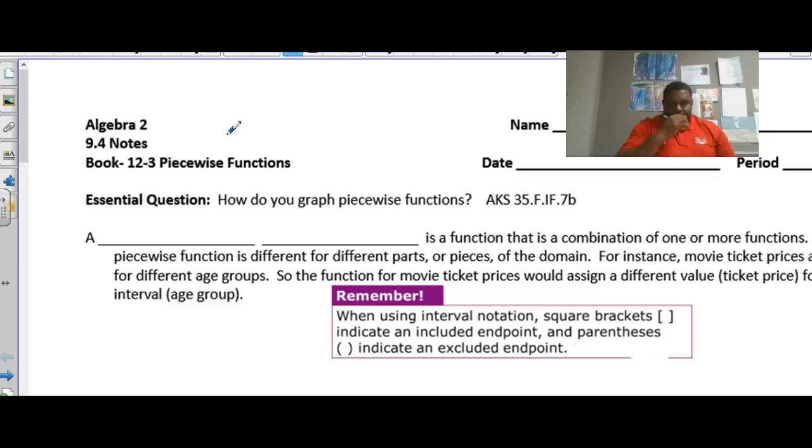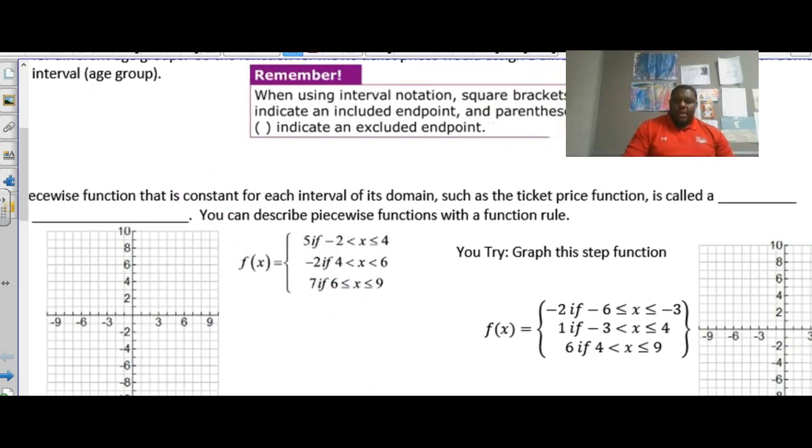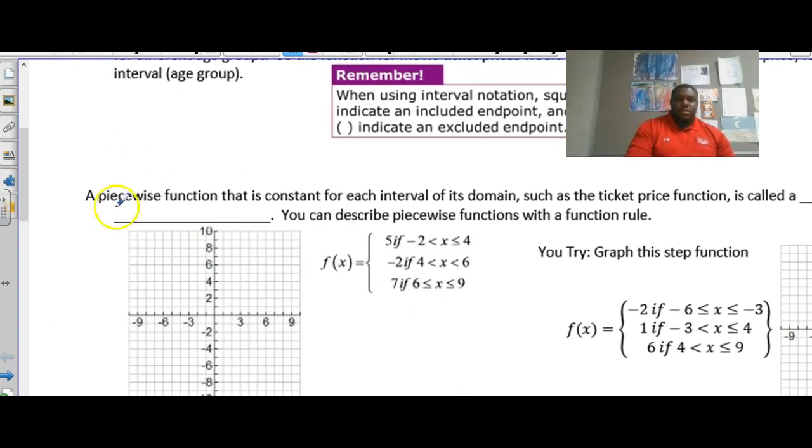All right, let's jump right in. I'm looking at piecewise functions, so of course this first blank is going to be piecewise. A piecewise function is a combination of one or more functions. Next, a piecewise function that is constant for each interval of its domain, such as a ticket price function, is called a step function.